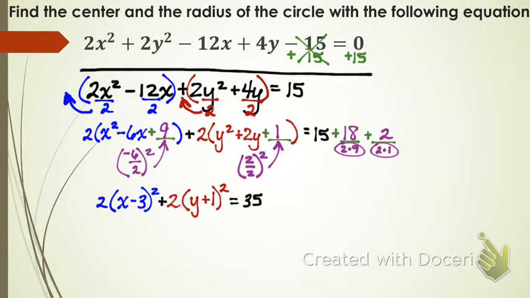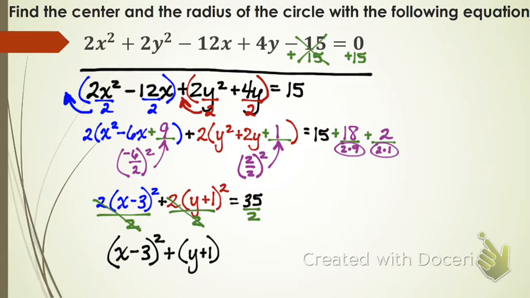Before I can identify my center and my radius, I need to make sure it's in standard form, which means I need to do what? Divide everybody by 2. Leave this as a fraction. Don't turn that into a decimal. If you turn it into a decimal over there, 35 divided by 2, if you write that down as 17.5, you're just going to create more work for yourself. So I would have x minus 3 squared plus y plus 1 squared equals 35 over 2.